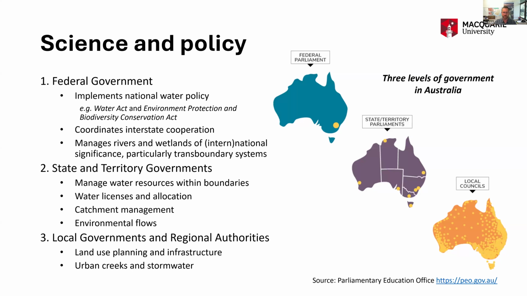The challenge really is for our policy makers and activators to work across these three scales collaboratively to achieve the right outcomes for the rivers that we are interested in. And that's really where our science and policy interface sits.